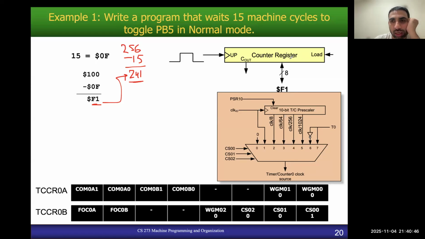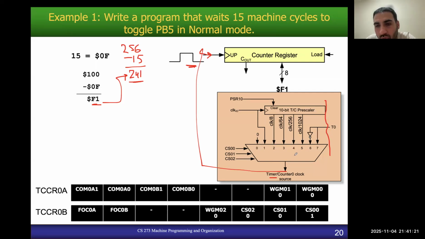And other than that, you need to select the clock. Remember, the clock is coming from your oscillator, or your crystal, but not directly. It actually comes through this circuitry shown here, right? So here, this is the timer counter zero clock source. This is connected at this point here, right? So you need to select which one of these inputs on the mux you want to connect to the output, right?